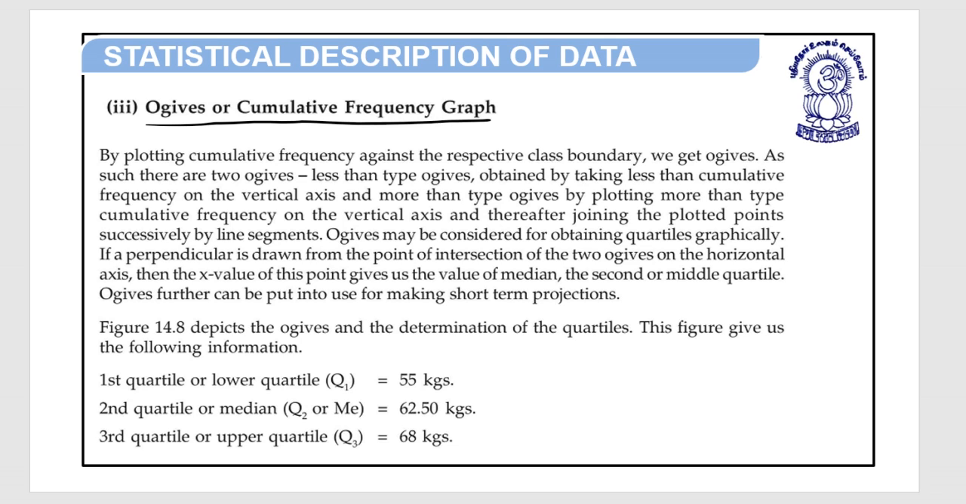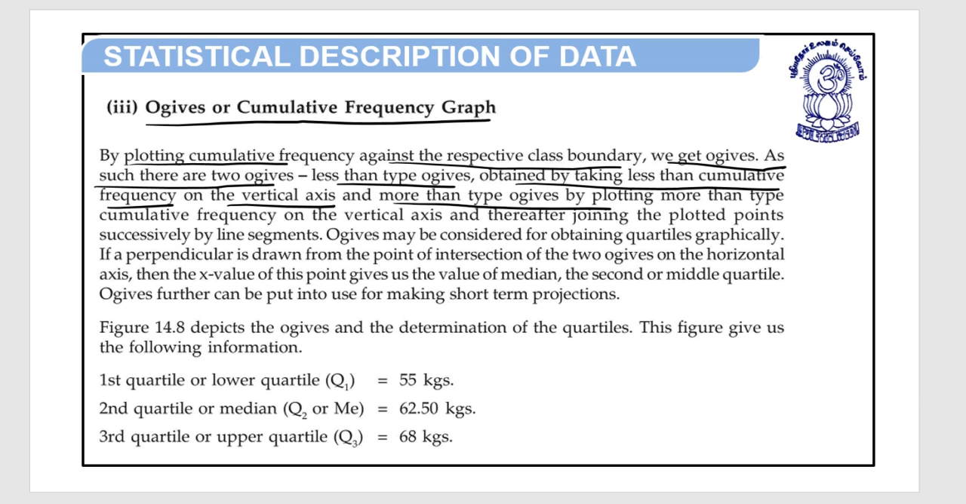Ogives or cumulative frequency graph. By plotting cumulative frequency against the class boundary, we get ogives. As such, there are two ogives: the less than type ogive, obtained by taking the less than cumulative frequency on the vertical axis, and the more than type ogive, by plotting the more than type cumulative frequency on the vertical axis, and thereafter joining the plotted points successively by line segments.